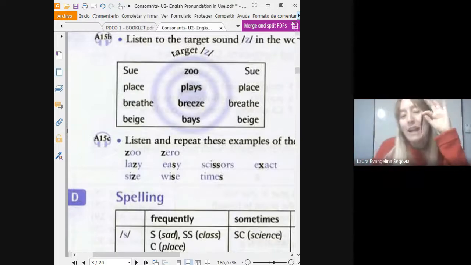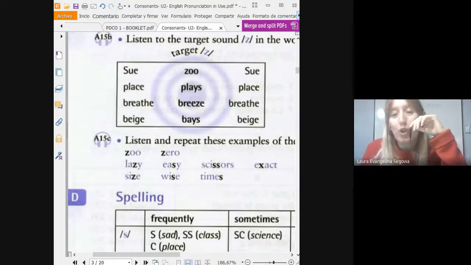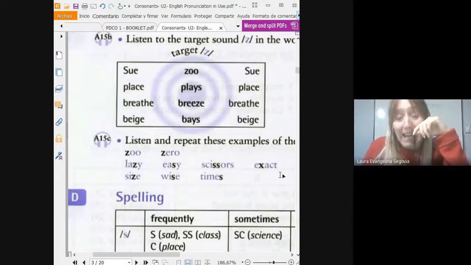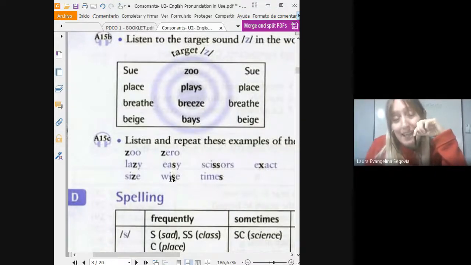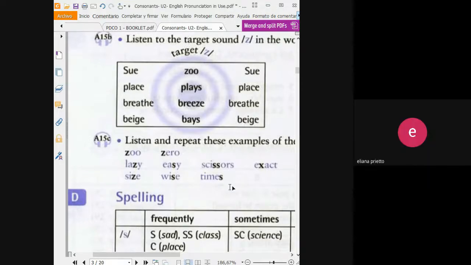Eliana, I will add some difficulty to your performance. Are you there, Eliana? Yes, I'm here. Okay. So you're going to say exact, but you are going to add the previous word. So you're going to go backwards. You're going to say exact scissors. And then Manuel would say exact scissors easy. And Cami would say exact scissors easy lazy. Okay? And you go backwards.